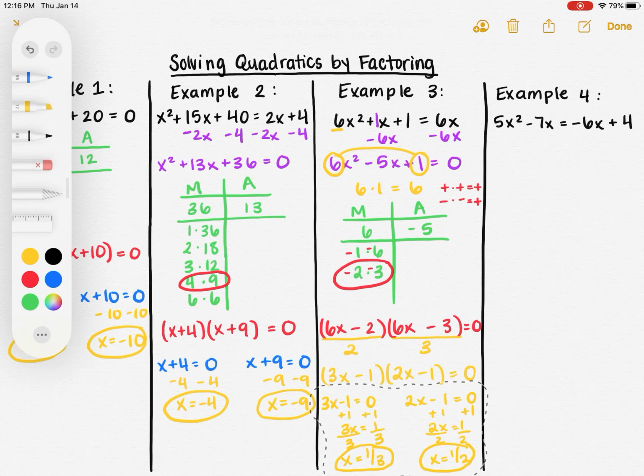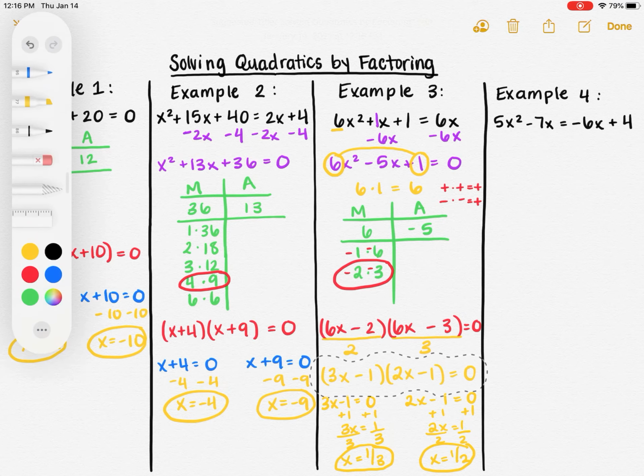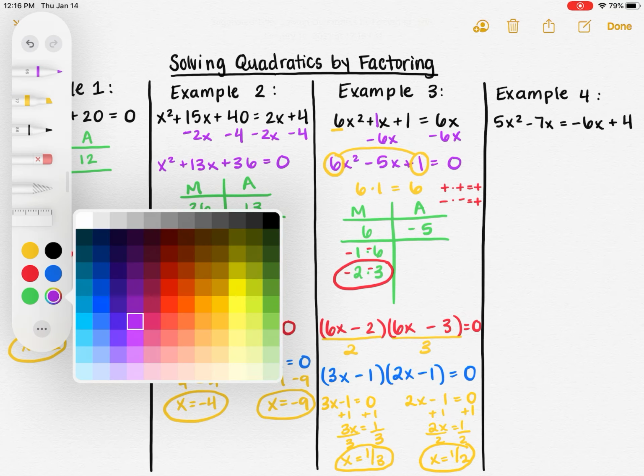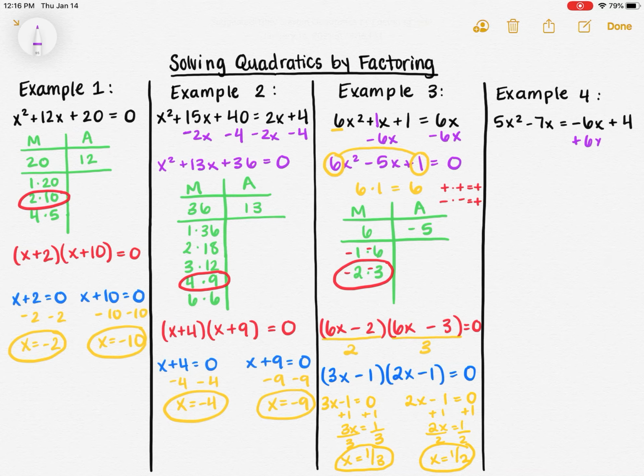All right, so we're going to have to do that again for the next one because you can see it has a 5 in front of the x squared. So our first step, we have 5x squared minus 7x equals negative 6x plus 4. Of course our first step is we need to get it set equal to 0. So I'm going to move the negative 6x by adding 6x on both sides. And then I'm going to move the 4 by subtracting 4. And you can see there's not a constant to subtract from except 0, so the negative 4 will just be added over to the left side.